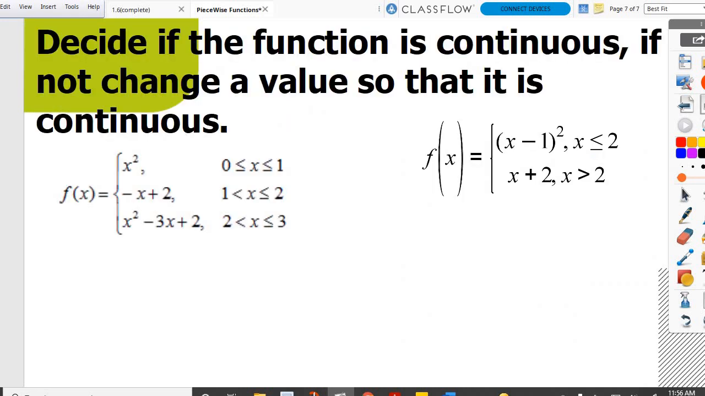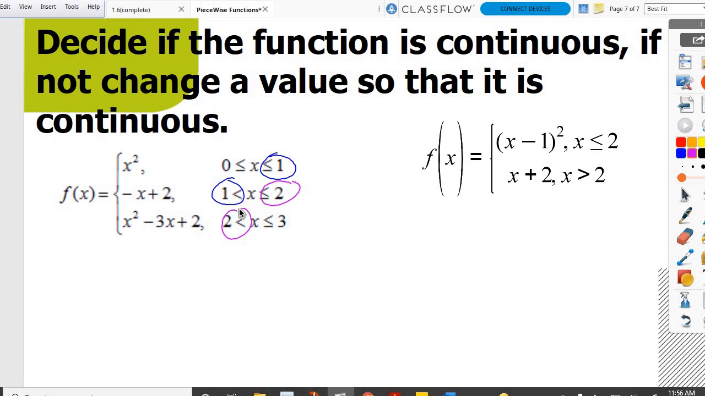So notice here I have x squared. My next one I have negative x plus 2. Where would those need to meet up? At 1. Agreed? So then for my second and my third piece, where would those need to meet up? At 2. Okay? Now, how do I check and see if they do meet up or not?